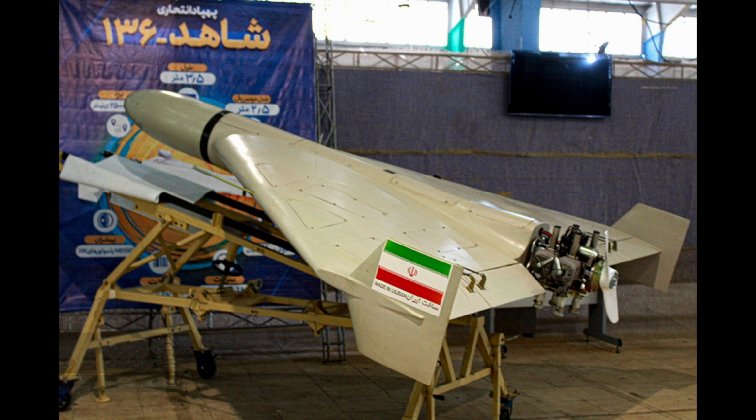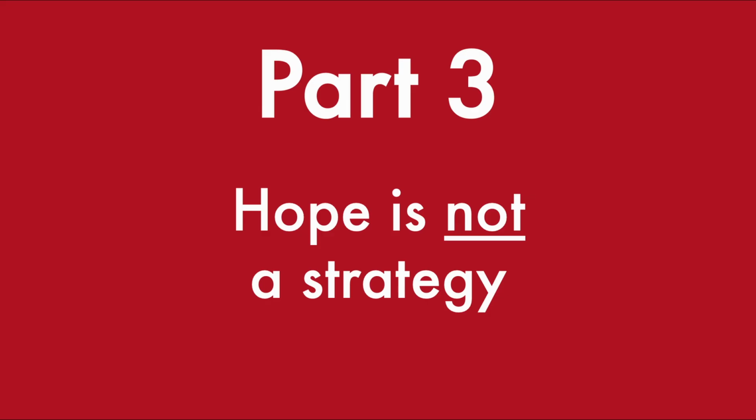Aerial drones cost only about $30,000 apiece and have a range of over 900 miles, allowing them to be launched from almost anywhere in Iran. It only takes a few to stop a supertanker, container ship, or oil tanker. A large number can even overwhelm a U.S. Navy ship's defenses. Part 3. Hope is not a strategy.